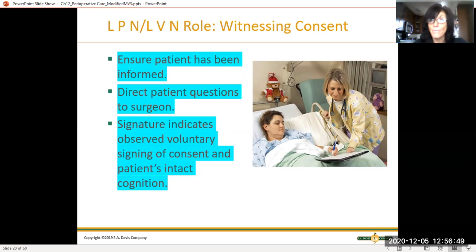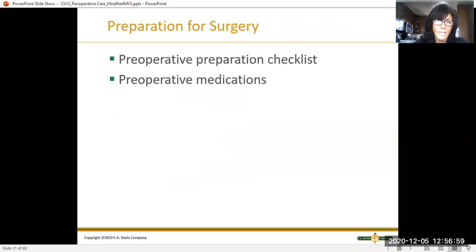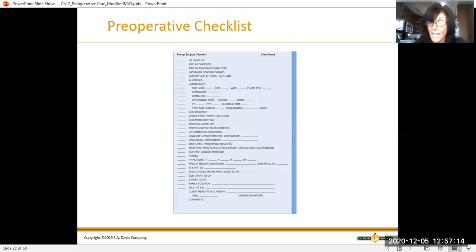If they have questions about the procedure specifically, just a minute, Mrs. Jones, let me call Dr. Johnson. Those questions have to go to the surgeon. Okay? And then prep for surgery. There is a pre-op checklist, okay? And then pre-op medication, sometimes a prophylactic antibiotic. A doctor will order some IV antibiotic before the surgical procedure to prevent a potential infection. Ancef is a popular one.